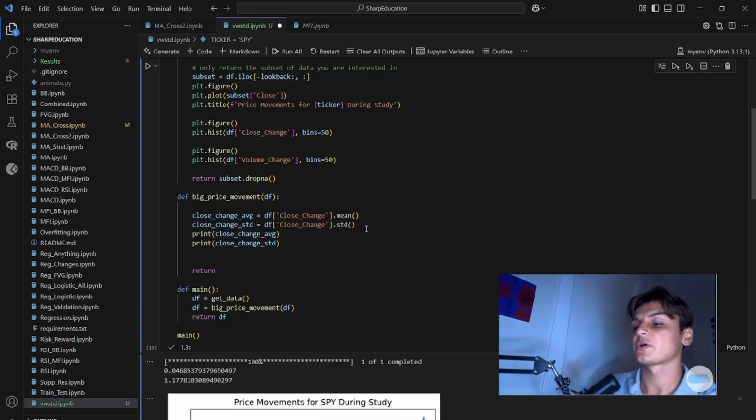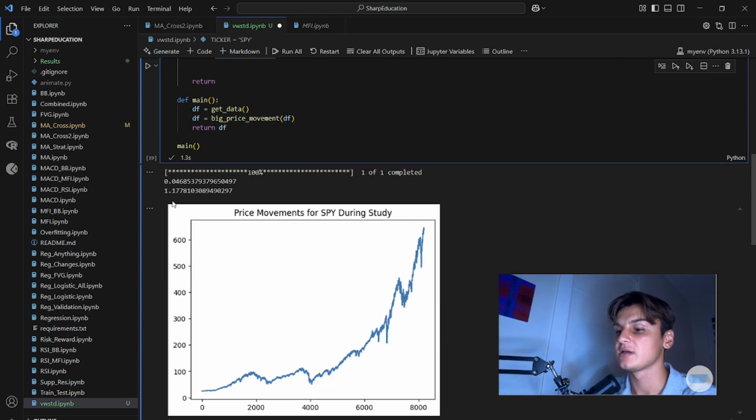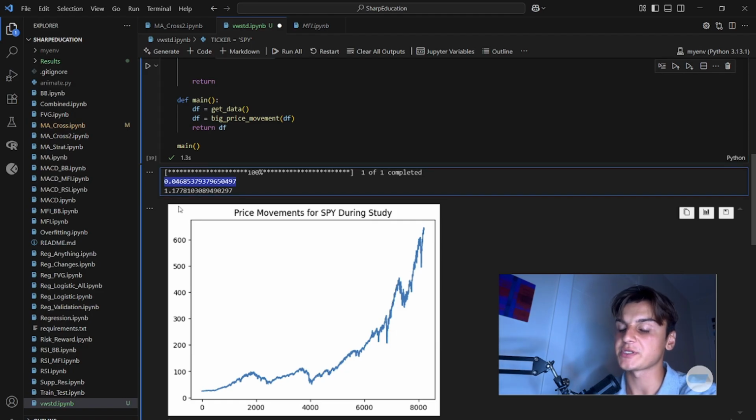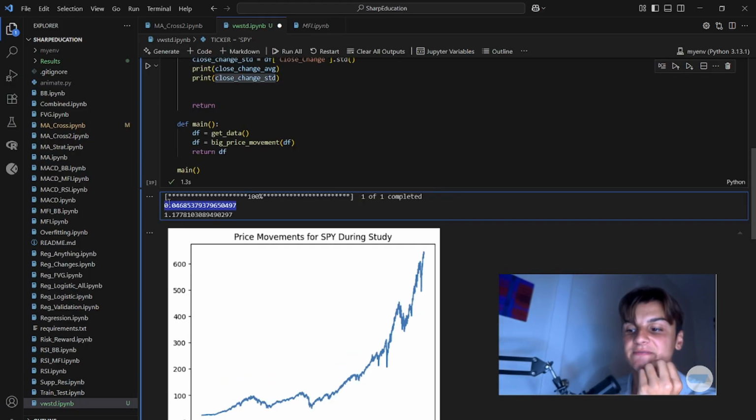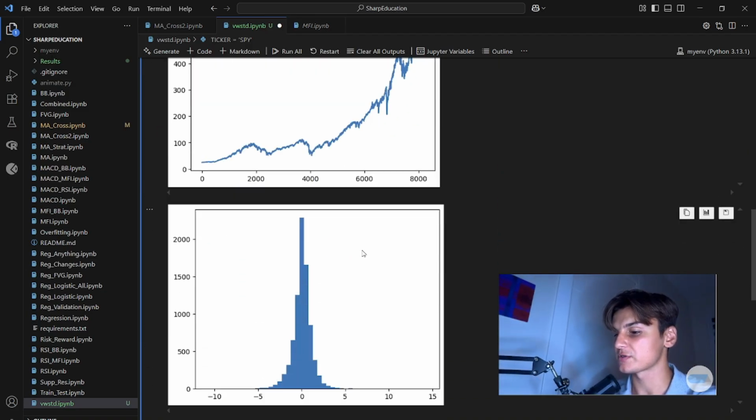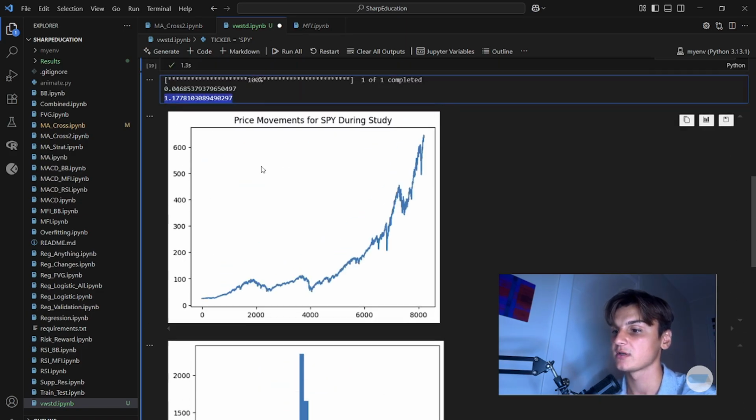So part of this technical indicator is going to look at close change average and close change standard deviation. The average close change is 0.04, which makes sense because if you just buy and hold, you eventually make money. The daily average price change is positive, but not super big. And the standard deviation is 1.17%.